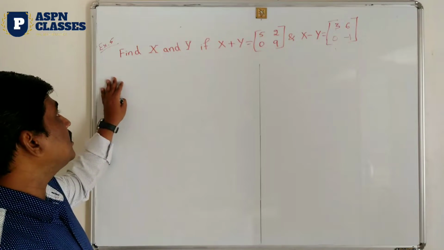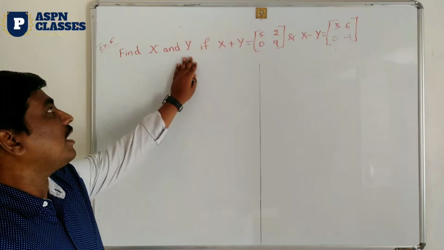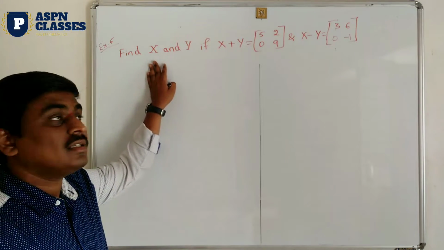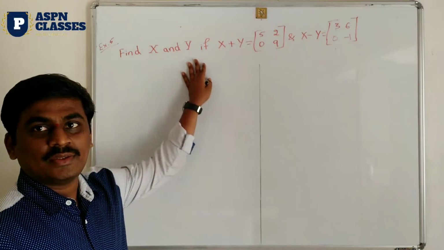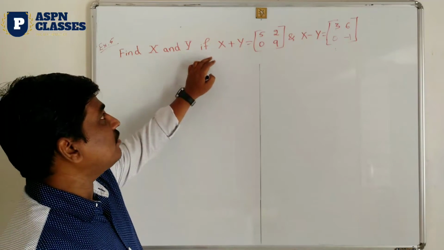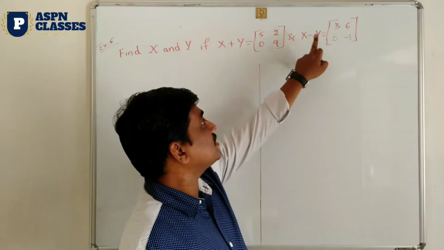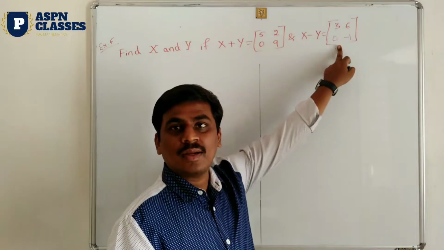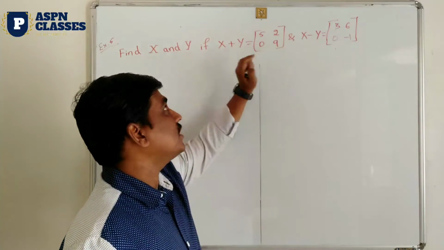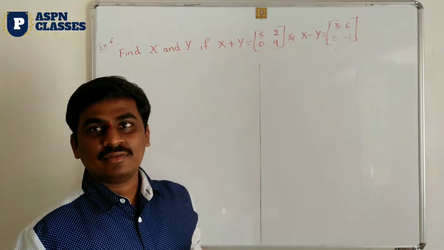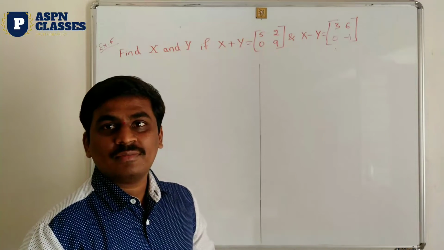Next example you have here. Find x and y. These two are the matrices x and y you have to find out. And what are the given quantities? If x plus y is equal to a matrix, and x minus y is again one more matrix. Using these two equations, you find out the x value and y value. I think already you know that by solving methods.